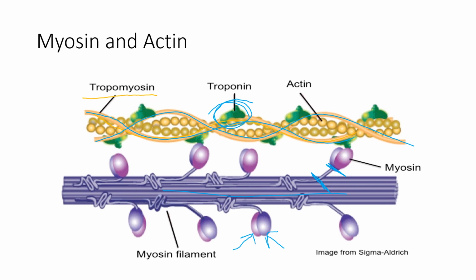On these heads, we have two different binding sites. So we actually have a binding site for actin. So we're going to bind actin to one of our binding sites over here. And then we are also going to have a binding site for ATP, which is made by all those mitochondria, which are very abundant in our muscle cells.